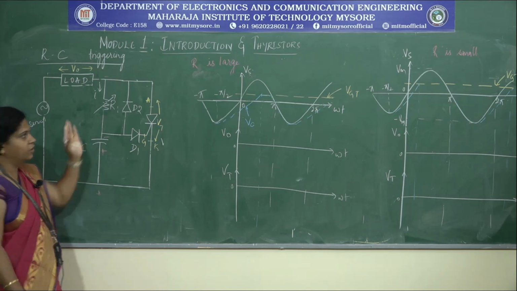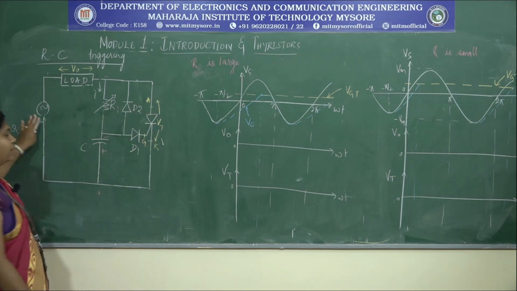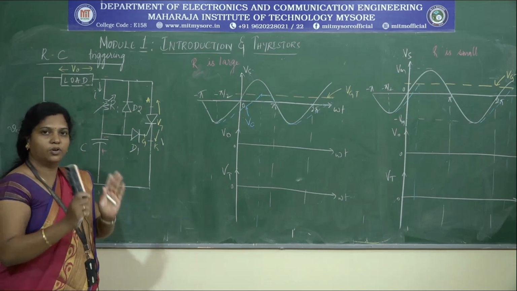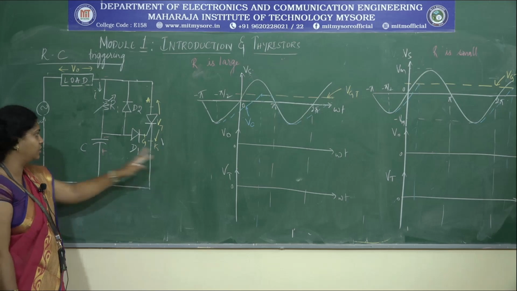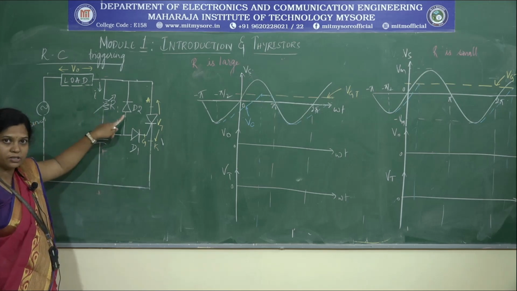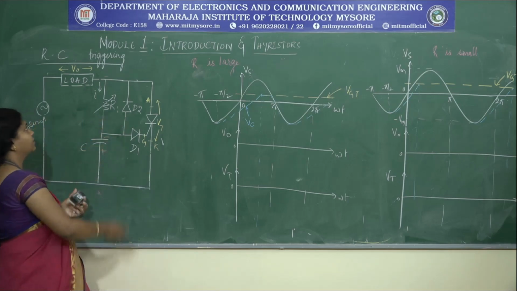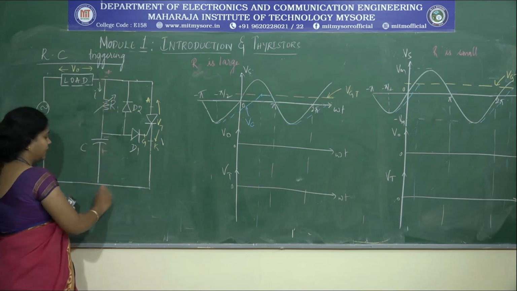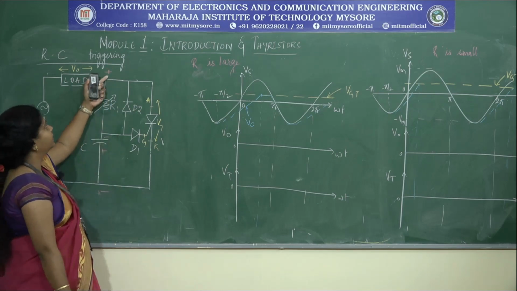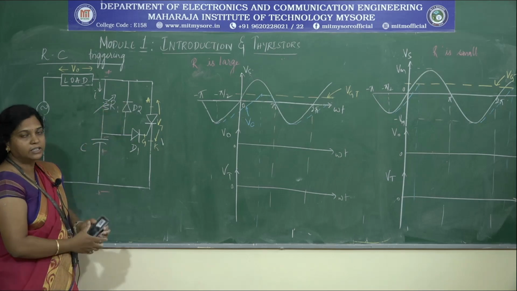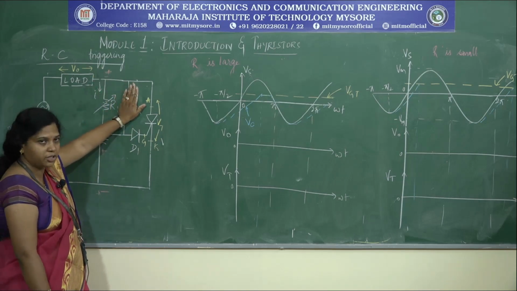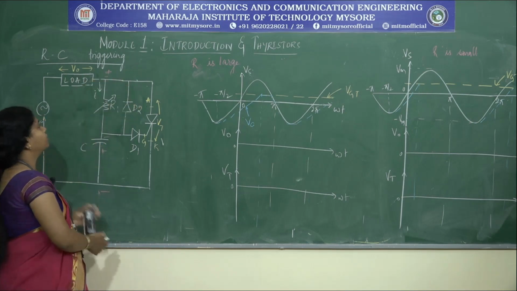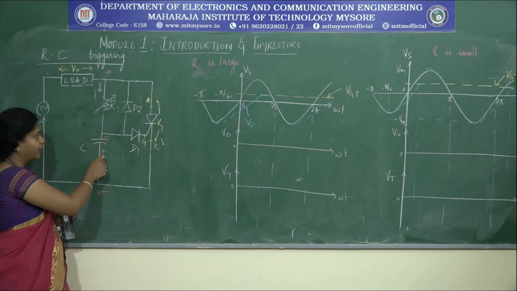Now, since it is a sinusoidal waveform, 0 to 180 degrees positive and 180 to 360 negative, the cycle keeps on changing. What happens during the positive cycle? Here it will be plus and this will be minus. So when it is positive at the cathode, D2 goes to the reverse bias condition. So D2 is not functioning now, and the current flows through the resistor R1.